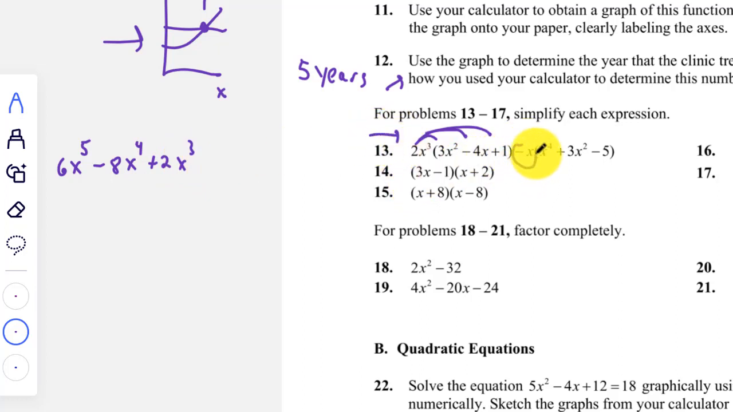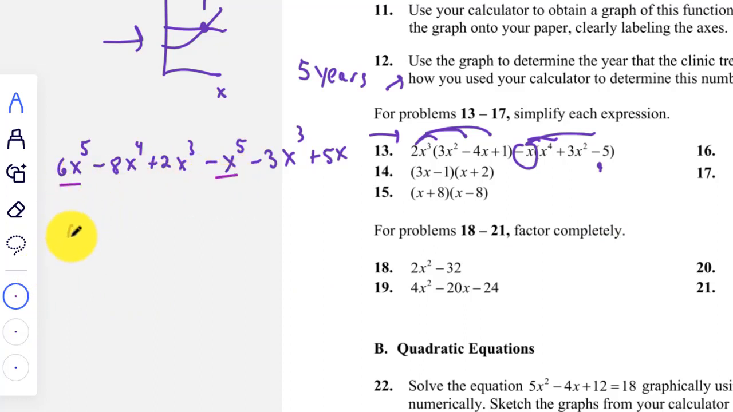And then we take this negative x and distribute that. Right, so we get minus x to the 5th minus 3x cubed plus 5x. Right, negative times a negative is a positive. And then combine like terms where you can, right? We can put those together to get 5x to the 5. What else do we have? Minus 8x to the 4.